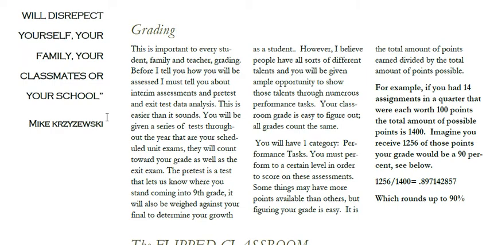Grading and figuring out your own grade is something that you can do all the time. Please look at the example to the right. If you had 14 assignments in a quarter and each were worth 100 points, the total amount of possible points is 1,400. Imagine you received 1,256 of those points. Your grade would easily be calculated as a 90%, as you achieved 89.7% of the total points. That rounds up to a 90. It's really that simple.